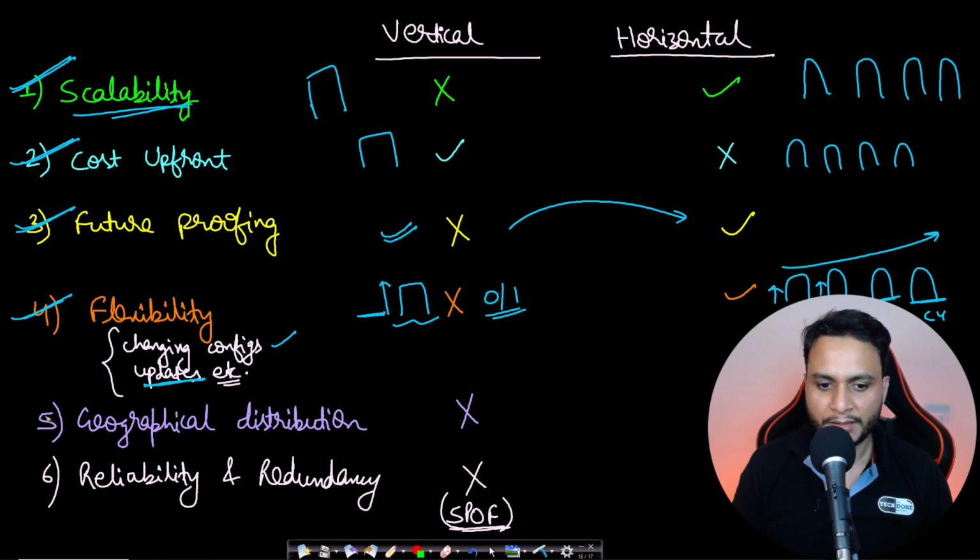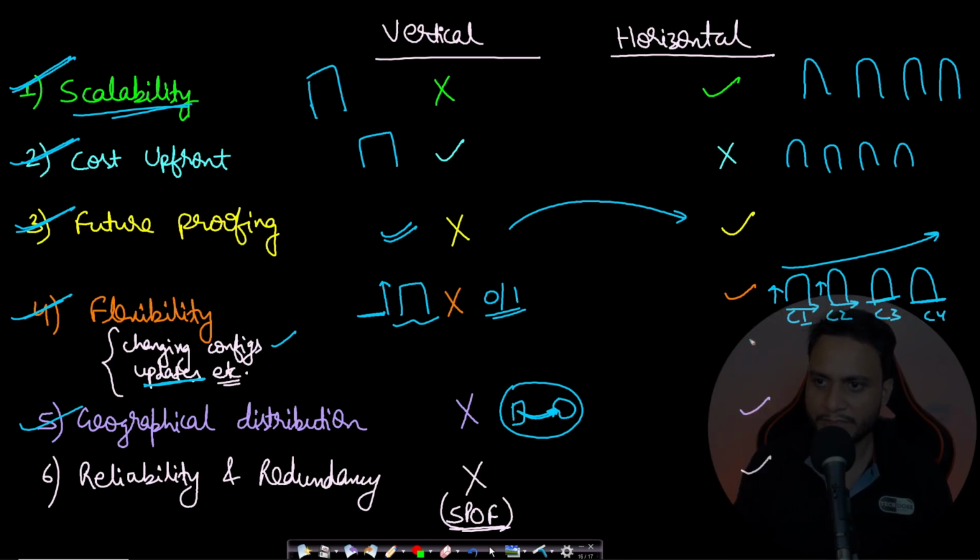When it comes to geographical distribution, if you are doing vertical scaling, you have a single system, so it is present at some part of the globe, but it cannot be present everywhere. Now if people are present in some other region and they want to query your software or your hardware, then their packets have to travel a long distance and there will be higher latency.